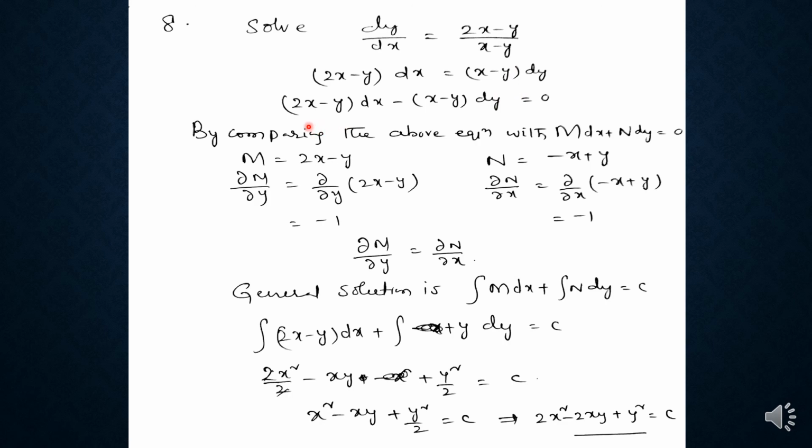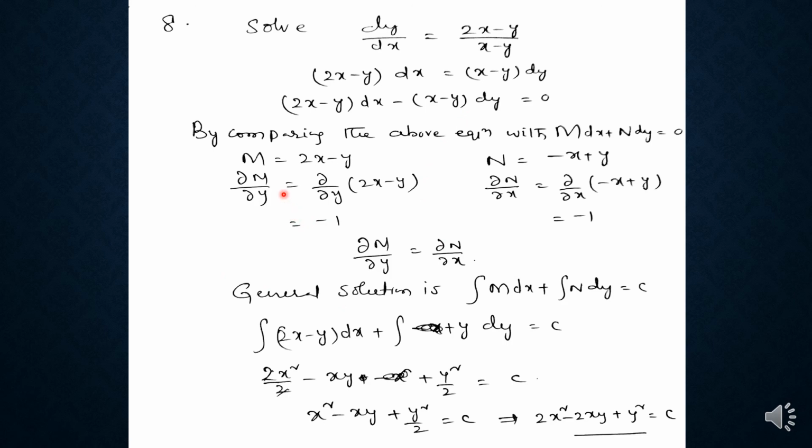Now this can be written as (2x - y) dx - (x - y) dy = 0. Now by comparing this equation with M dx + N dy = 0, M = 2x - y and N = -(x - y). So that is -x + y, N = -x + y.